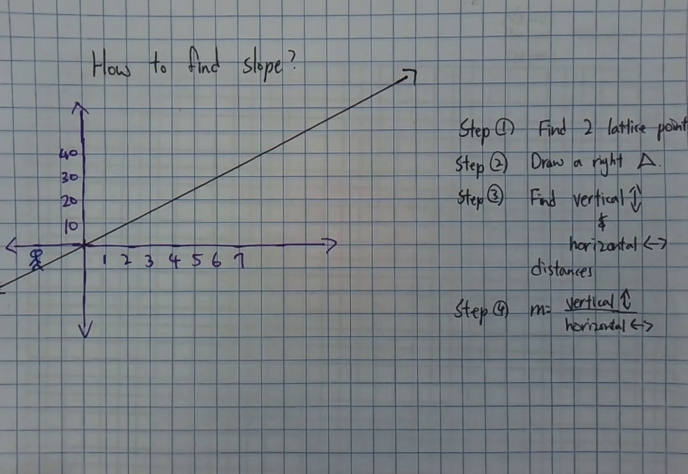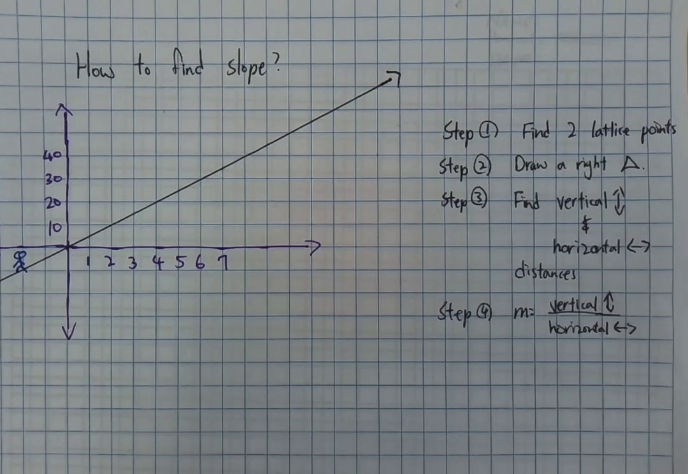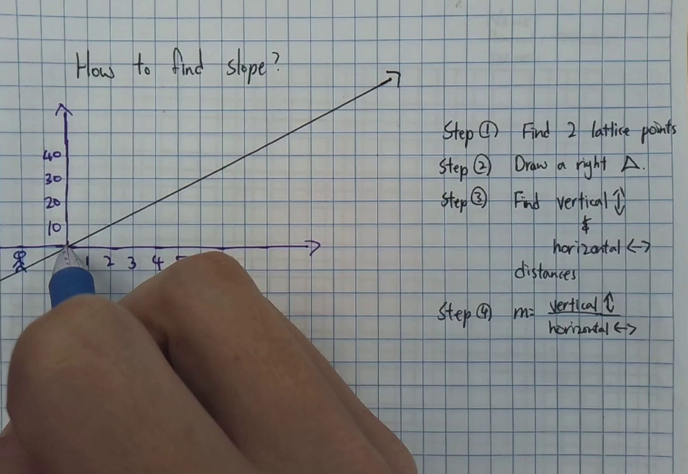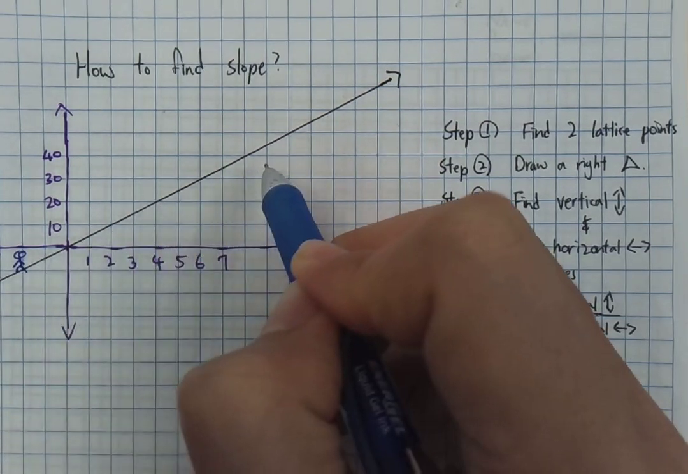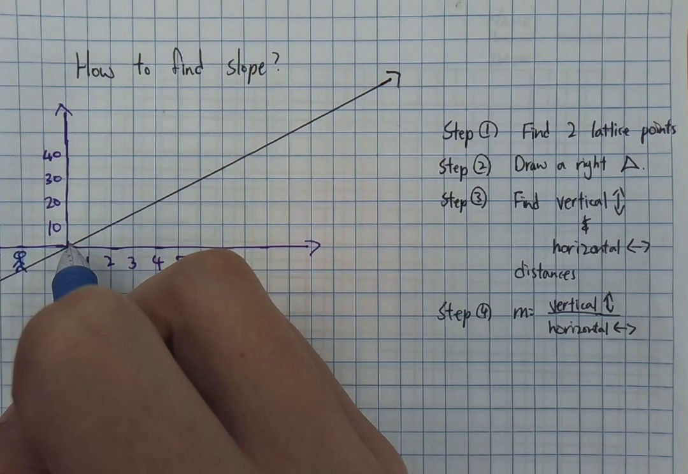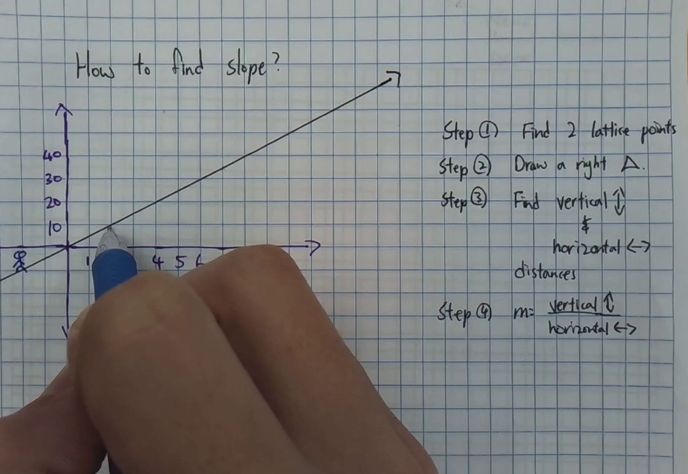Now, let's try to find slope. To find the slope, you have to follow a couple of steps. Step one, you have to find two lattice points, or you might have heard perfect points. They're the same thing. What they are is, when you see a line graph or linear graph that's going straight, you are trying to look for the points where your graph crosses the intersections on a grid.